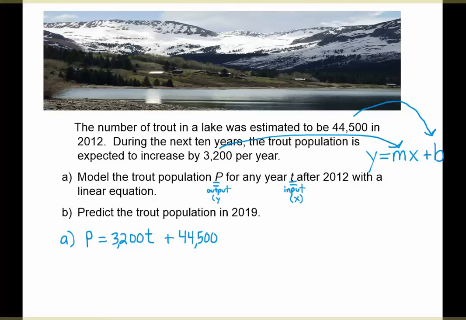Part B says predict the trout population in 2019. Okay, now this one I want you to maybe do on your own. Okay, so try this on your paper. You're going to have to plug in something for t. And it's giving you kind of a hint here, knowing that we're going to try to predict ahead a certain number of years for 2019. So why don't you go ahead and try that on your own. If you need a calculator, go ahead and grab one. Hit pause, and then unpause when you're ready to go over the answer.